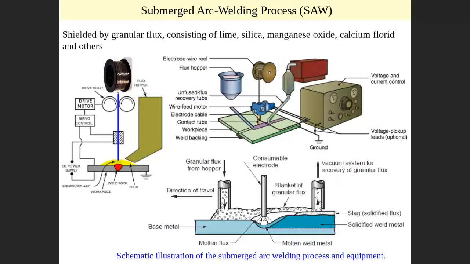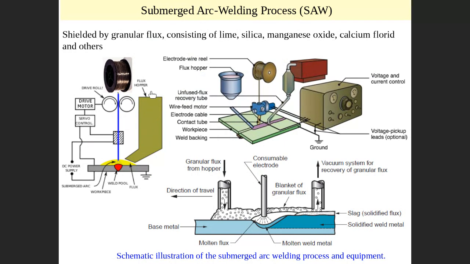This is the big difference between straight polarity and reverse polarity in shielded metal arc welding. Next is submerged arc welding. Submerged, consumable electrode. We call it submerged arc welding because this is a method of continuous wire. Continuous wire is coming here.